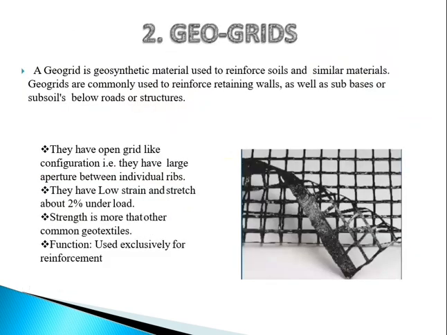Next one is geogrids. A geogrid is a geosynthetic material used to reinforce soil and similar materials. Geogrids are commonly used to reinforce retaining walls as well as subbases or subsoils below roads or structures. They have an open grid-like configuration, for example, they have large apertures between the individual ribs. You can see this in the image. They have low strain and stretch about 2% under load. Strength is more than other common geotextiles.